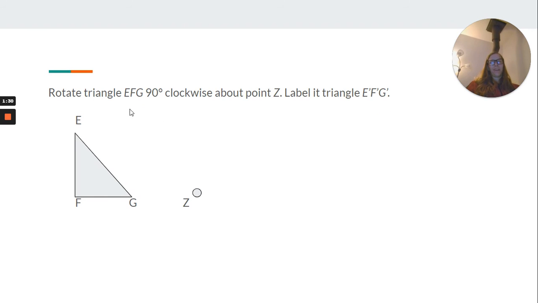But now we're going to look at 90 degrees. It says rotate triangle EFG 90 degrees clockwise about point Z. Label it triangle E'F'G'. So here we've rotated it 90 degrees clockwise.